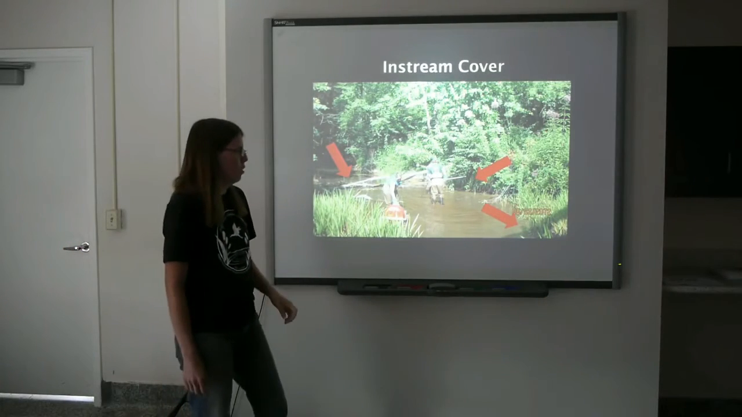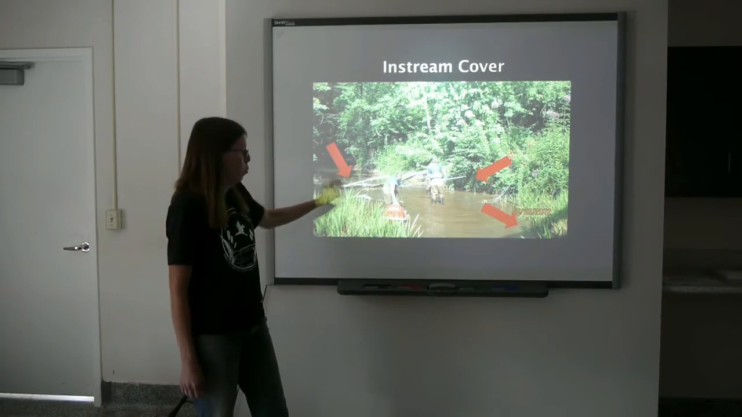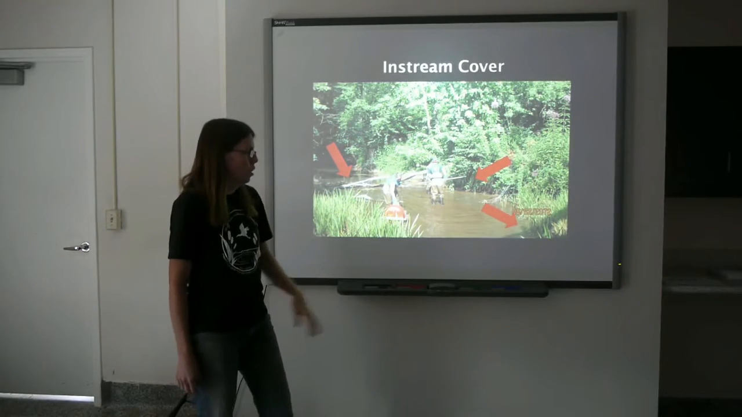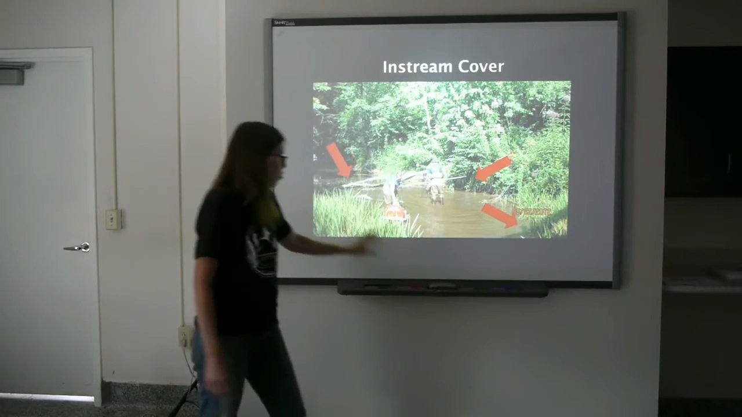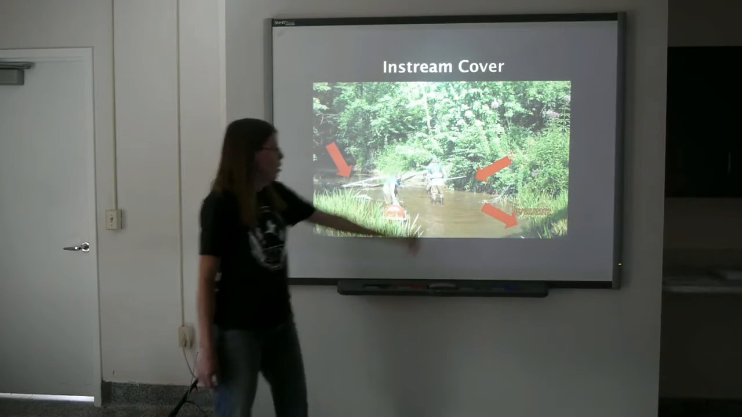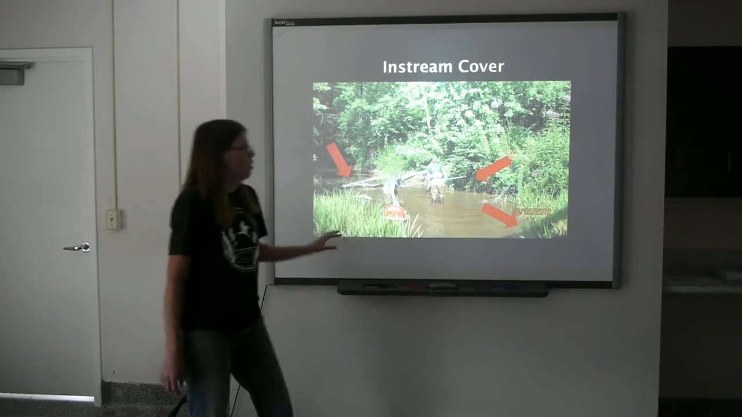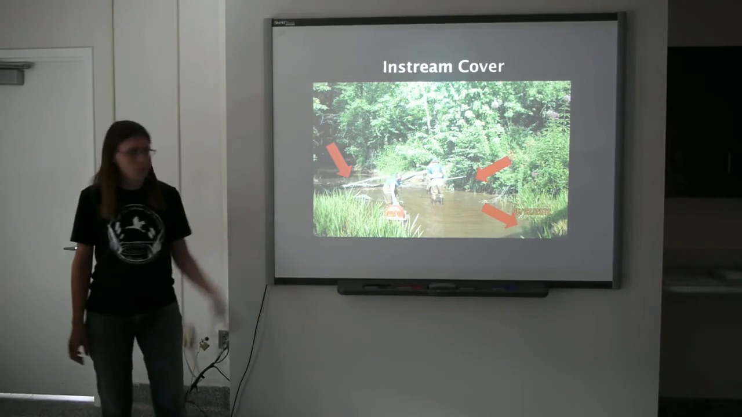Again, there's a lot of in-stream cover here. You have the woody debris that's actually in the water. You have some aquatic plants providing another nursery area for small fish and macroinvertebrates. Overhanging vegetation. There's a lot of in-stream cover right here at this site.